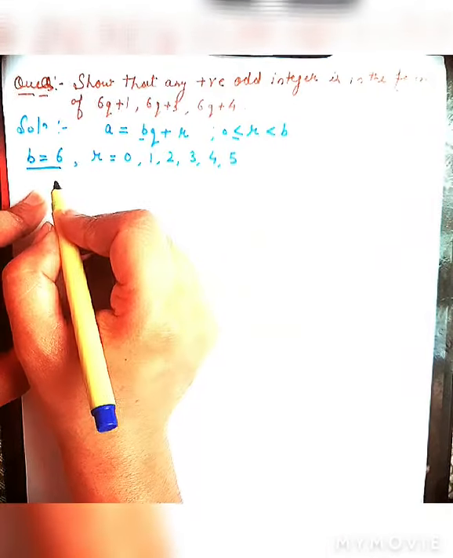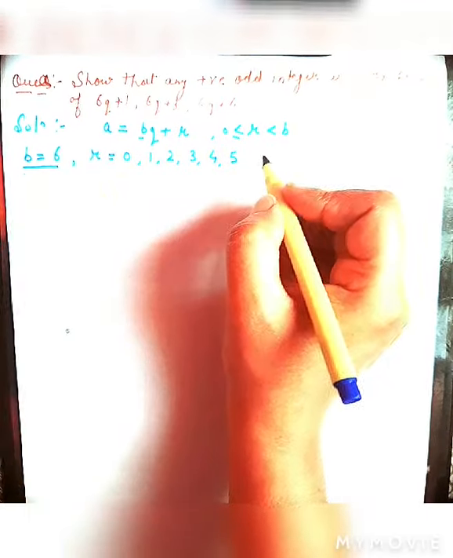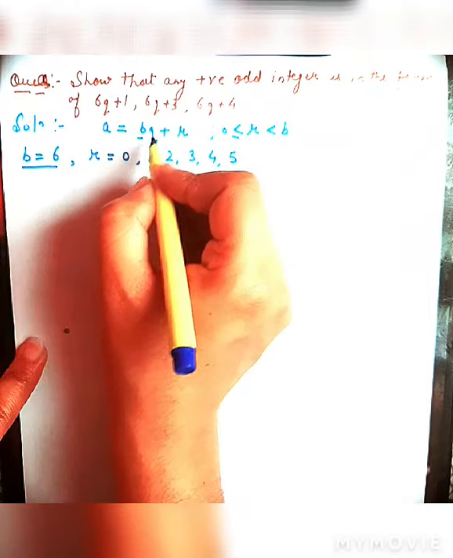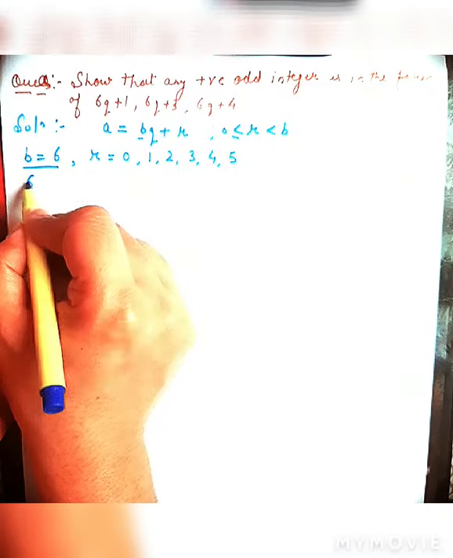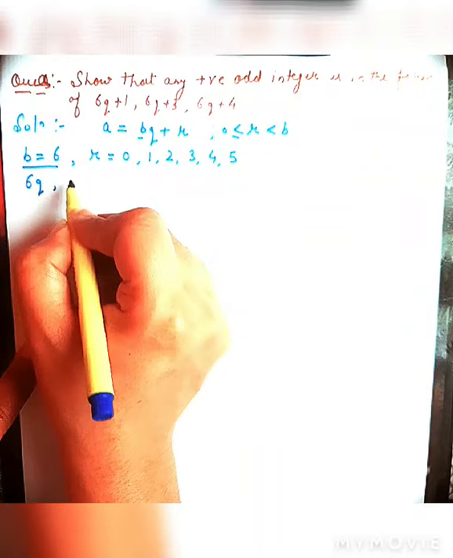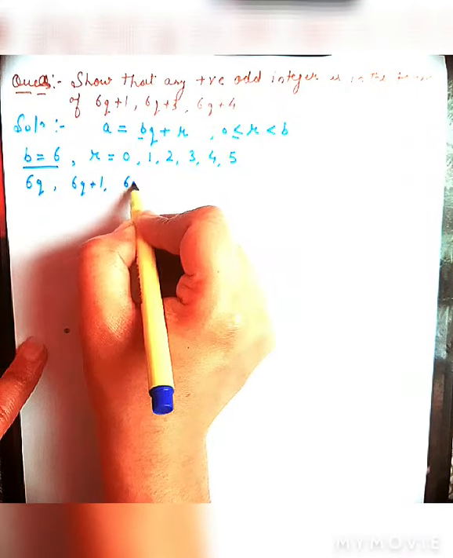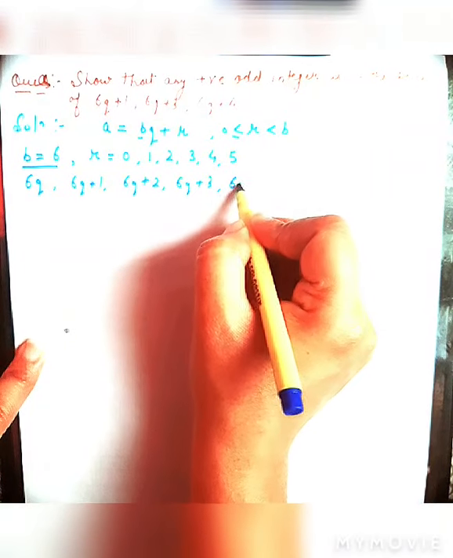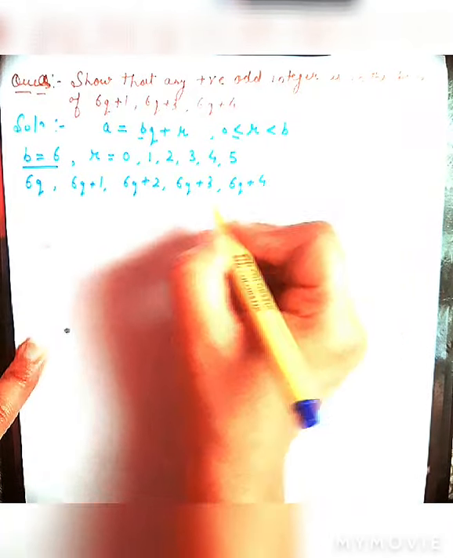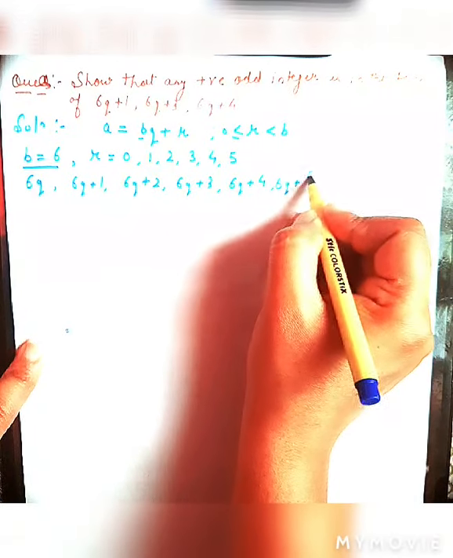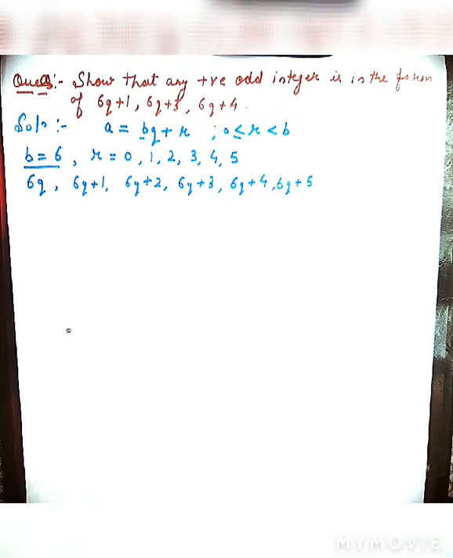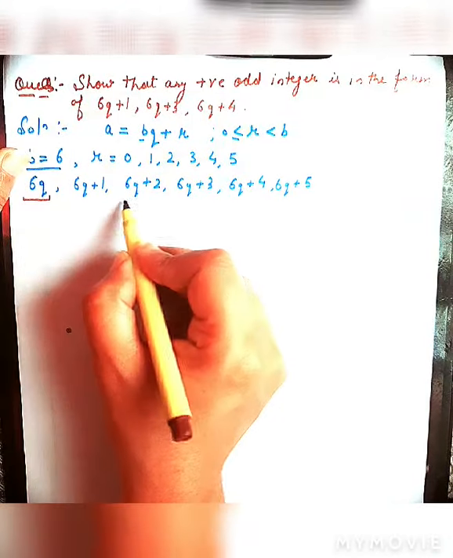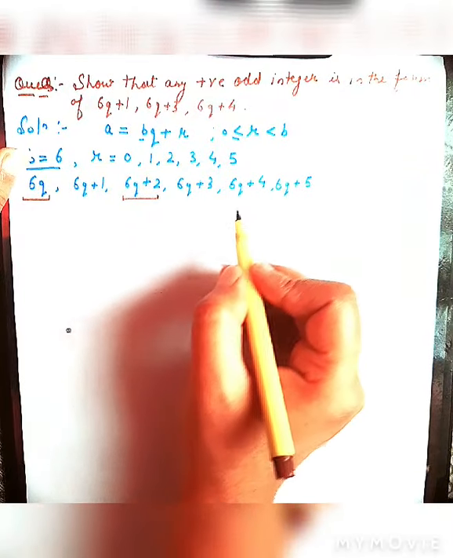So this number can be written in this way. Put the values of b and r over here. So number can be written as a is equal to 6q plus 0, 6q plus 1, 6q plus 2, 6q plus 3, 6q plus 4, 6q plus 5.